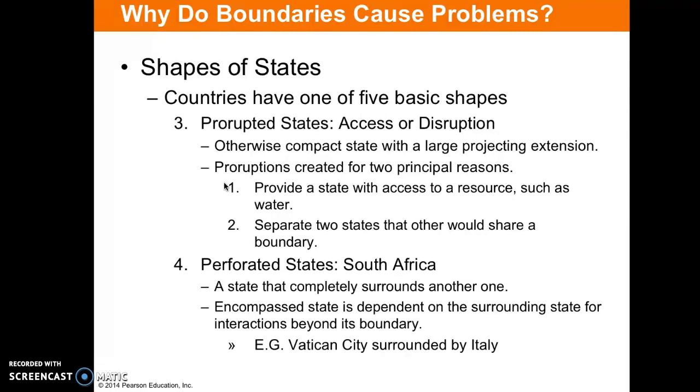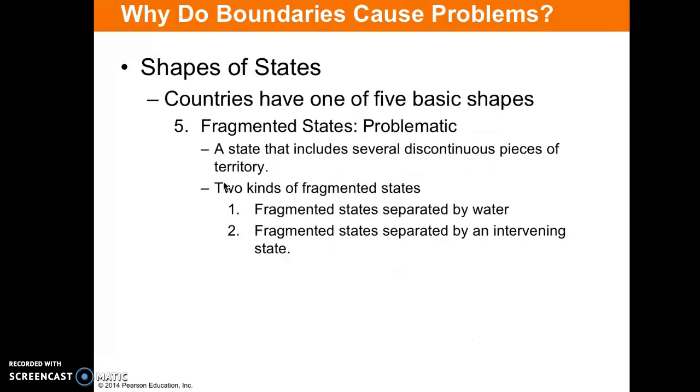And then we have perforated states like South Africa. South Africa completely surrounds another one. So the state that's in the middle is dependent on the surrounding state for interactions beyond its border. So we have South Africa that surrounds basically Lesotho and mostly Swaziland as well. Another example is the Vatican City that's surrounded by Italy.